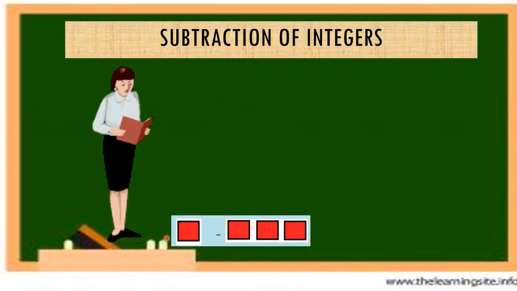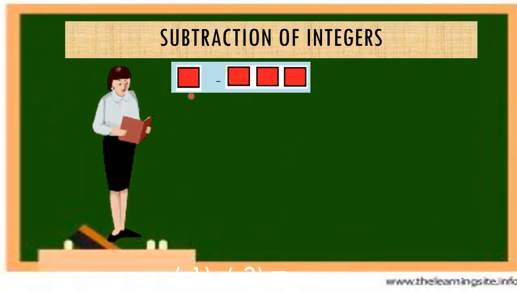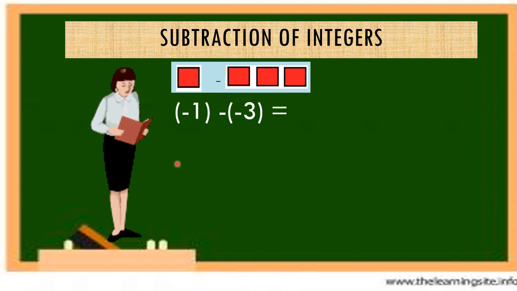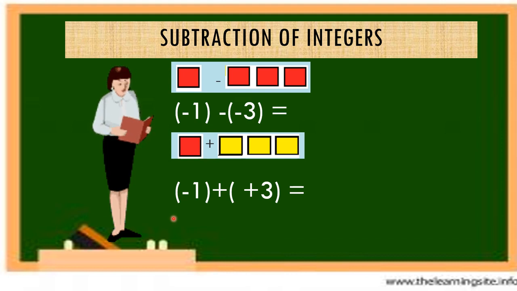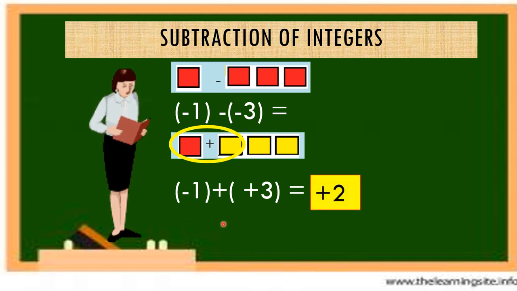So, we have the next example. We have negative 1 minus negative 3. Change the sign of the subtrahend and proceed to addition. It will become negative 1 plus positive 3. What is 1 plus negative 1? 1 plus negative 1 is 0. Therefore, what is our result? Our result is positive 2.